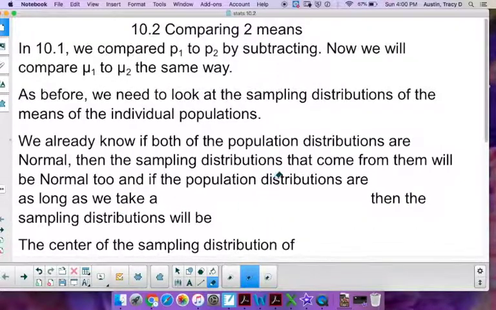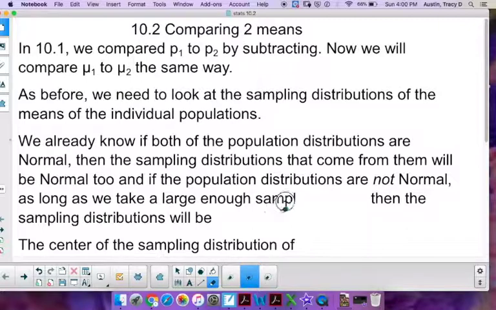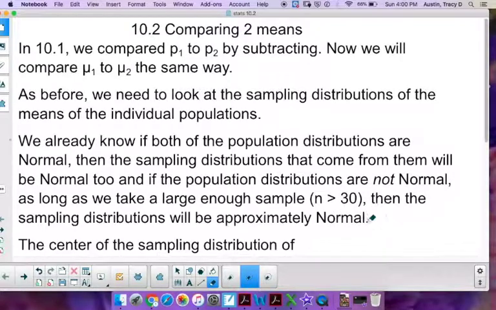If the population distributions are not normal, we have a couple of rules. We have to take a large enough sample size, right? That's our n greater than or equal to 30. And then if we take that large enough sample size, your sampling distributions are going to be approximately normal no matter what. Now, if we end up with samples that are less than 30, you're going to have to graph them. You're going to have to do a histogram to prove that they are normal enough to work with. Okay, that's part of our conditions.